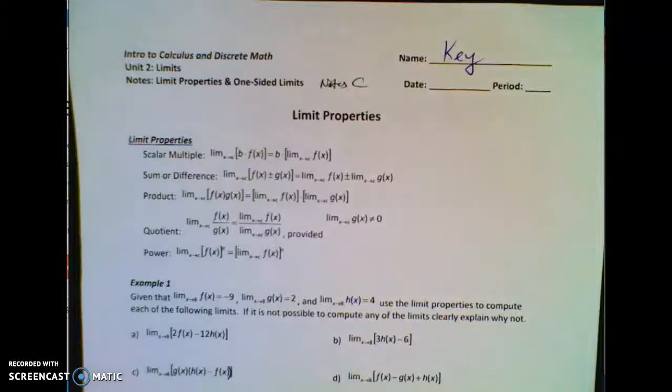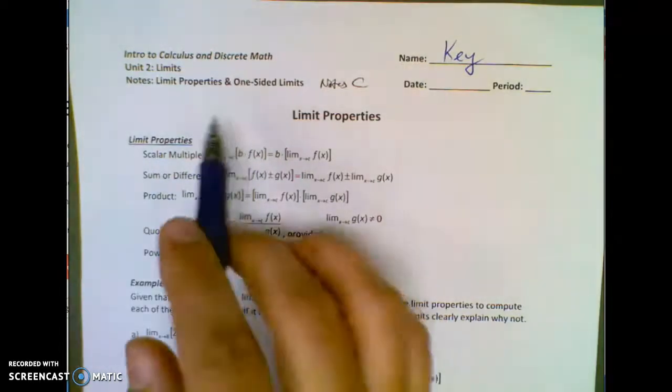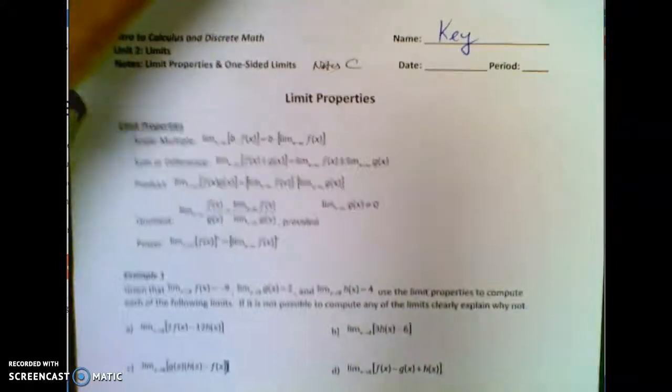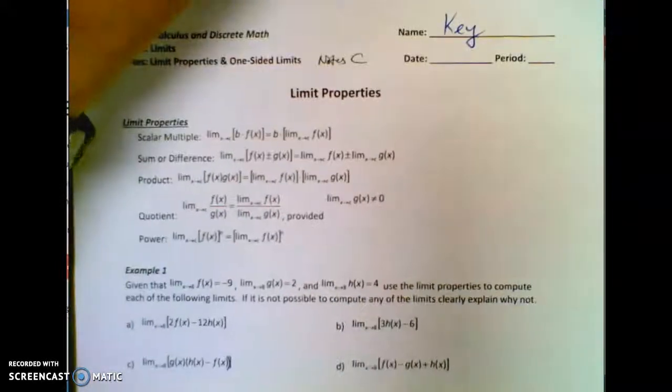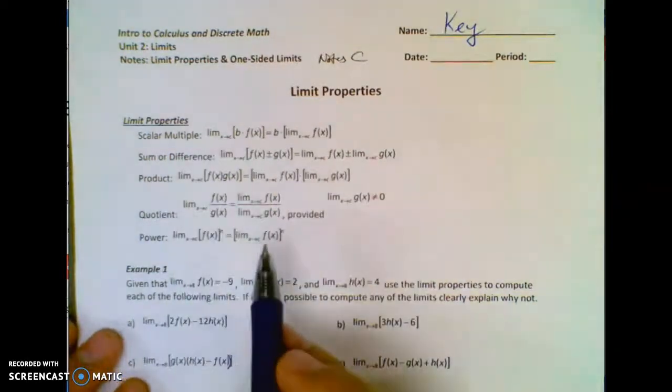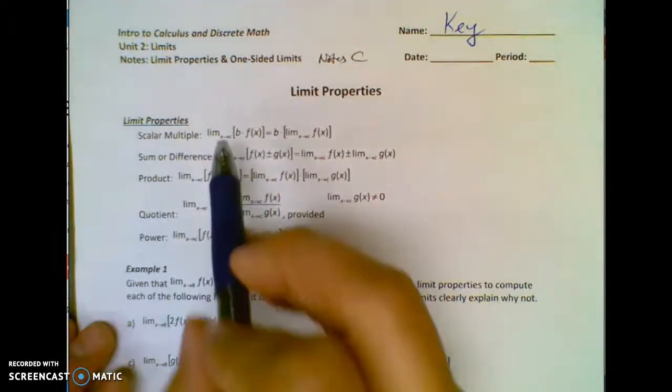All right, folks, so here's our notes for 2.2 B, which is one-sided limits and limit properties. This is going to be a lot easier than last time, so it's kind of nice to have a little step down. So first of all, this is much better than having to write all these down.